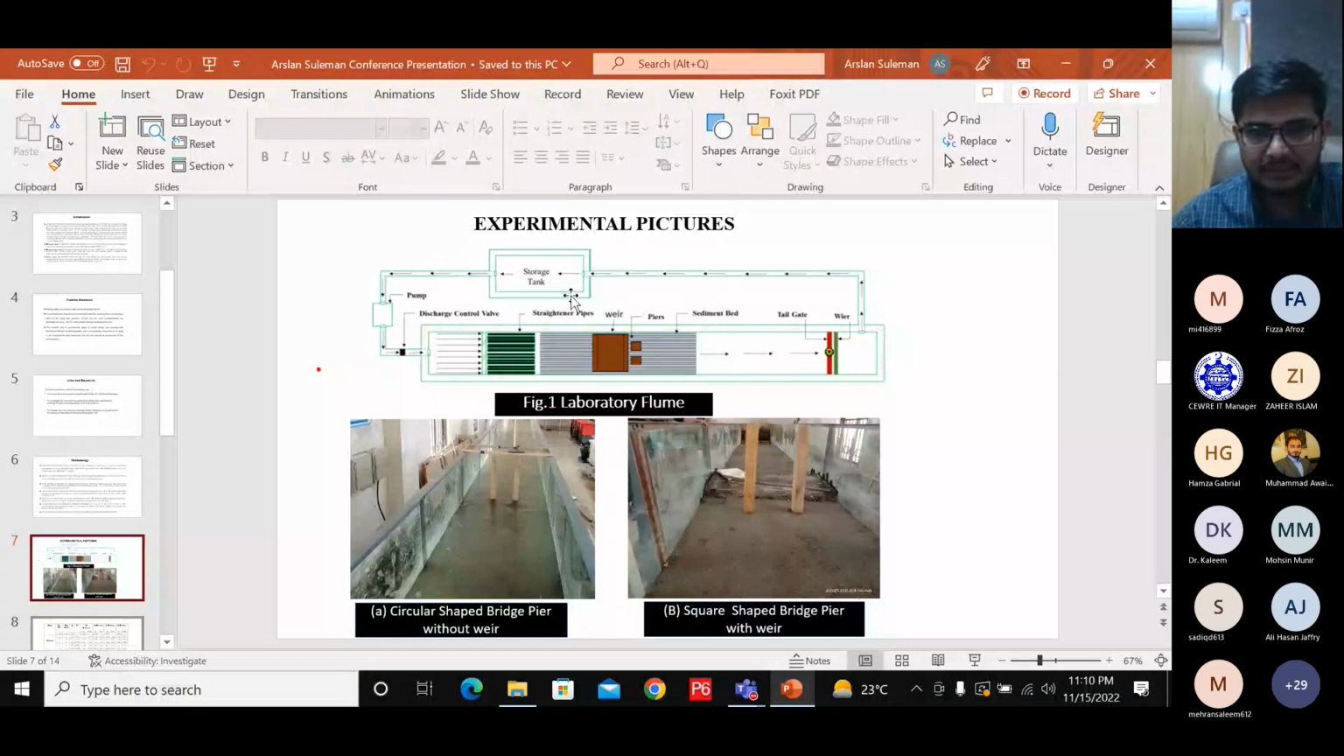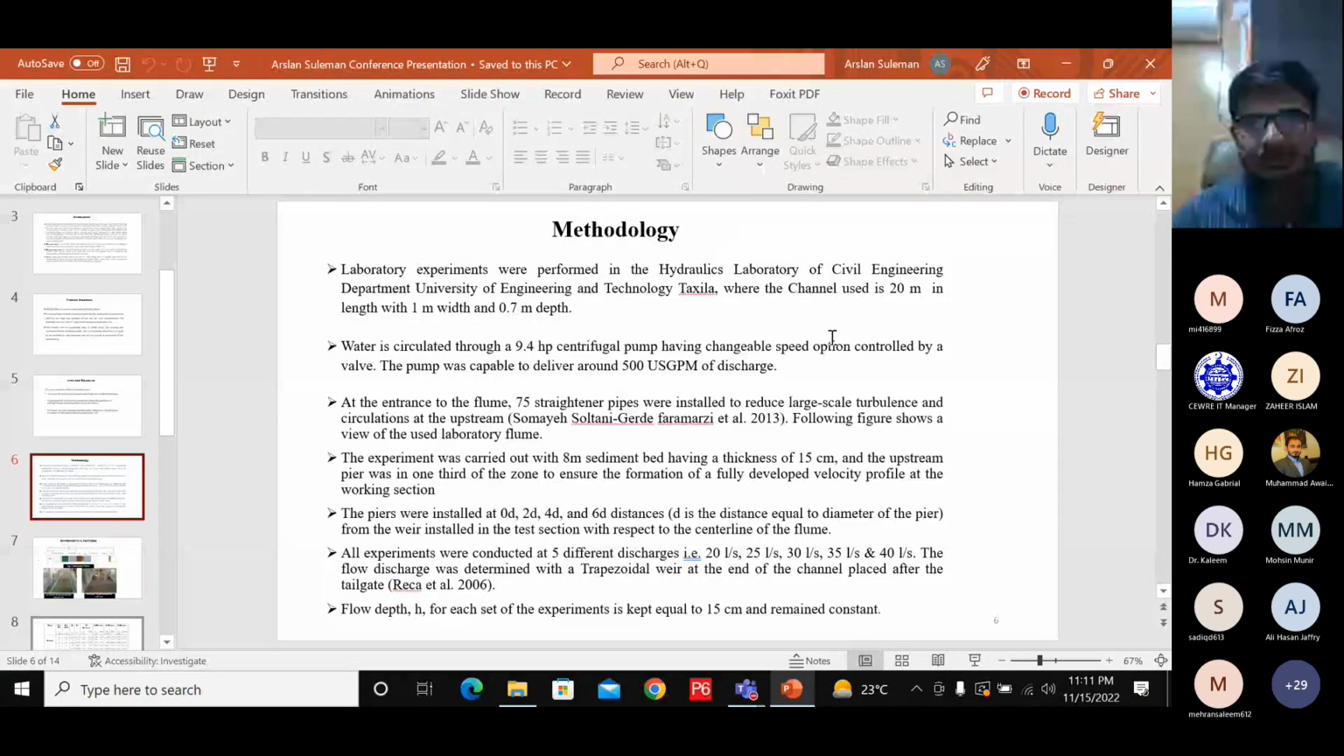These are the experimental pictures for the circular shaped bridge pier. The length of the channel is 20 meters, 1 meter width, and 0.7 meter in depth.